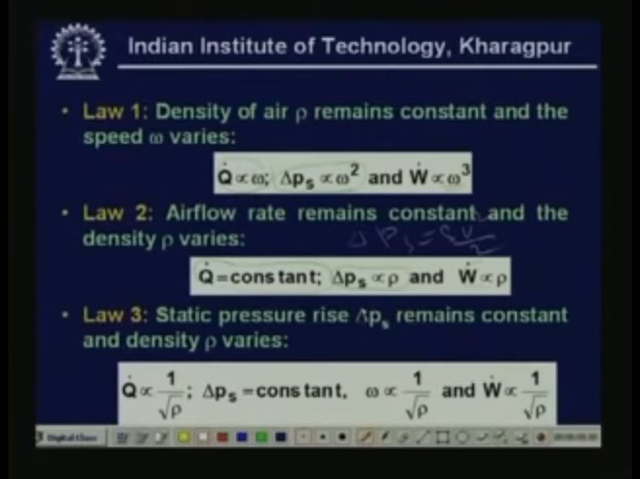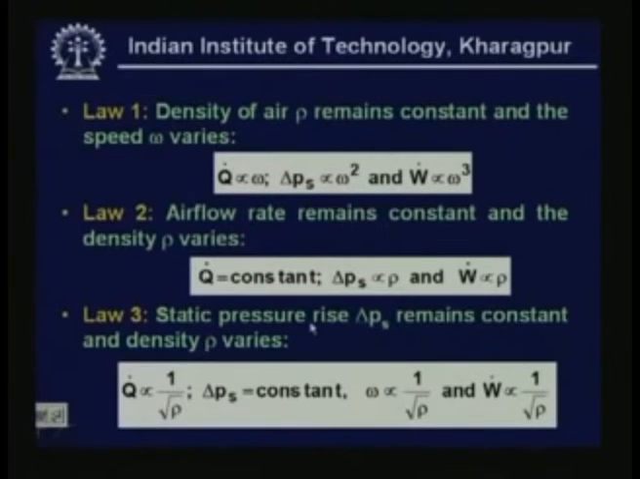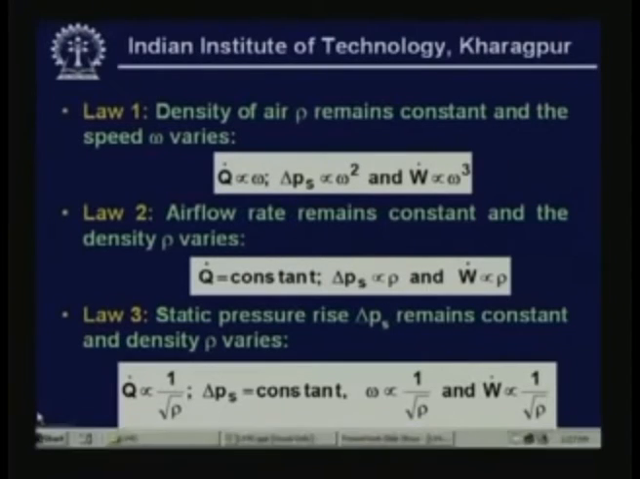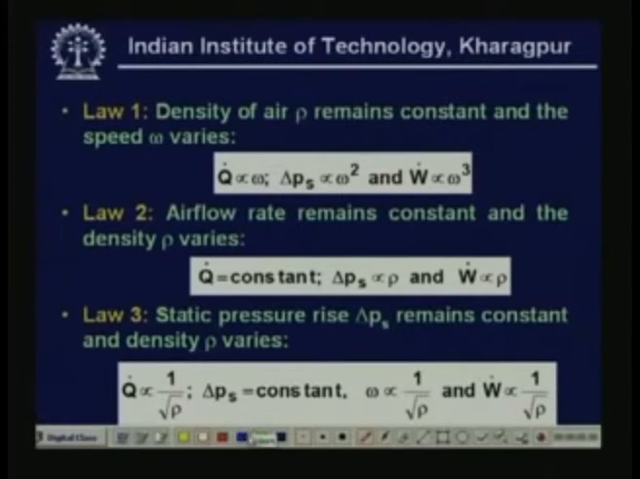The third law is valid under these conditions where the static pressure rise, delta Ps, remains constant and density varies. So, when static pressure rise remains constant and density varies, you find that the air flow rate varies like this: q dot is proportional to 1 by square root of density, and static pressure rise remains constant. Okay, so that is the condition of the law.